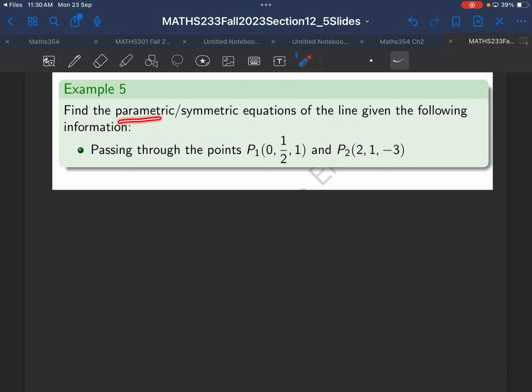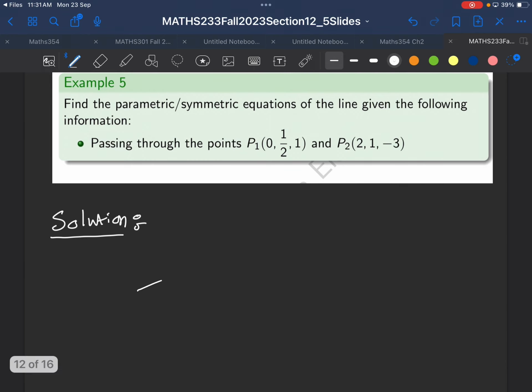Okay, in example 5, we need to find the parametric and the symmetric equation of the line passing through 2 points. So usually to solve this kind of a question, it is always a good practice to have a small sketch of what you are going to do. Now, what do I mean by a small sketch? I have a line. This is my line. And I have 2 points. The first one is P1. And the second one is P2.